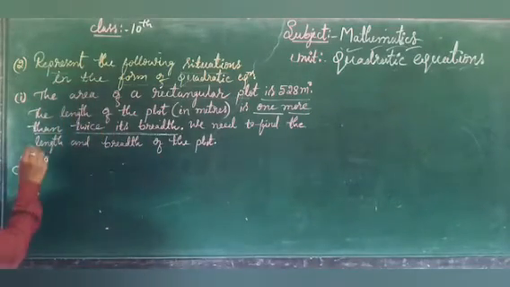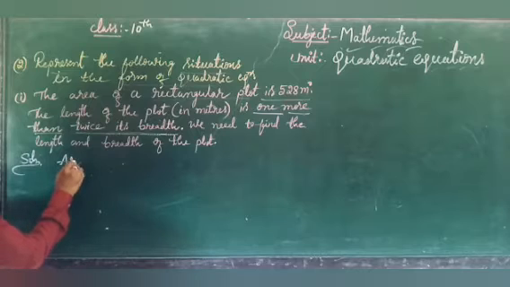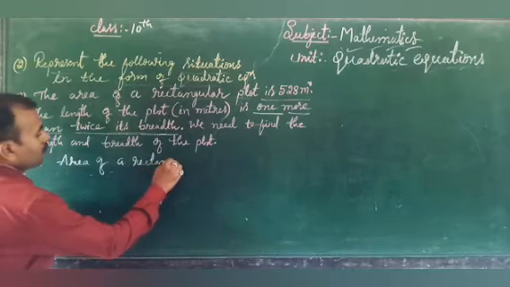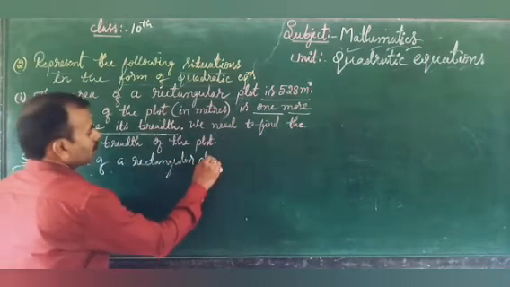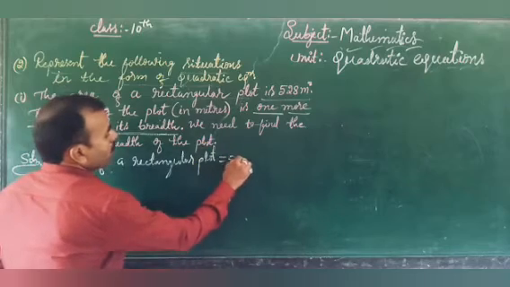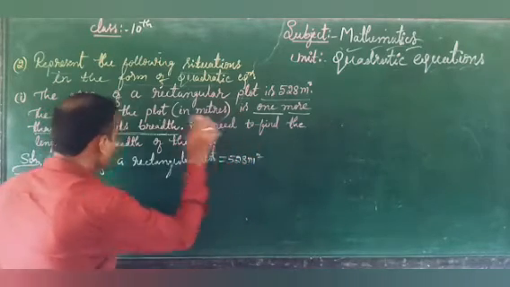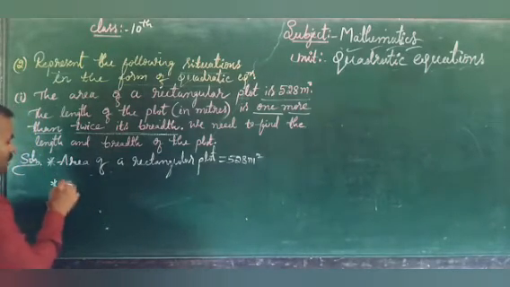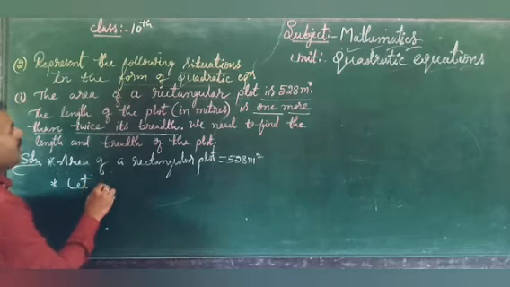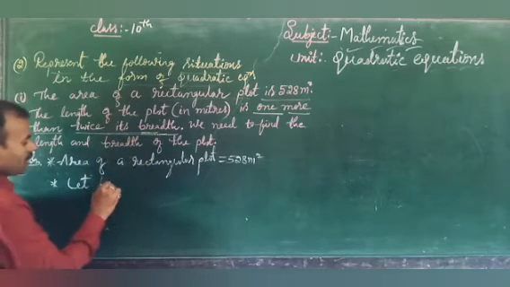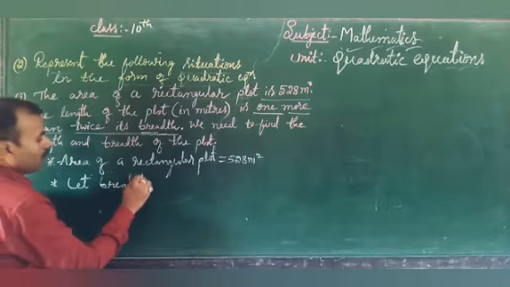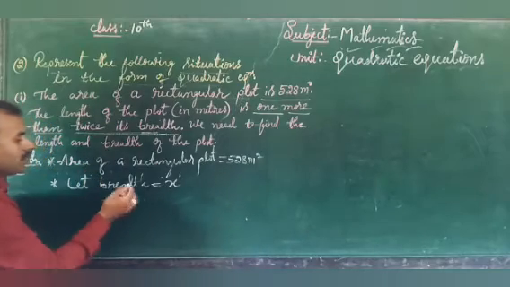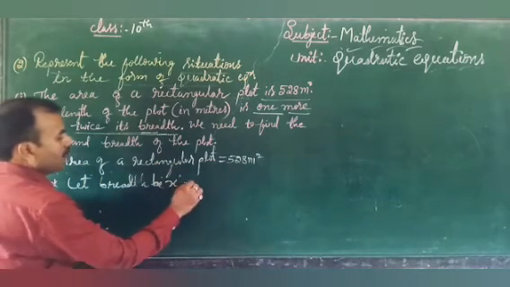Solution: area of a rectangular plot equals 528 meters square. This is given. Now let the breadth of the rectangular plot be x meters, because we don't know the breadth.